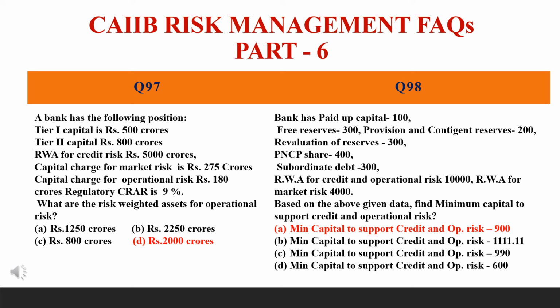Risk weighted assets for operational risk. Before seeing the answer, the capital charge for operational risk is given in the question itself as 180 crores. Then the regulatory CRAR, they have specified 9%, that's in India. Then RWA, the risk weighted assets, we need to find out. RWA is equal to the capital charge divided by CRAR. So capital charge is 180, divided by CRAR of 9%, that is 9 divided by 100, 0.09.